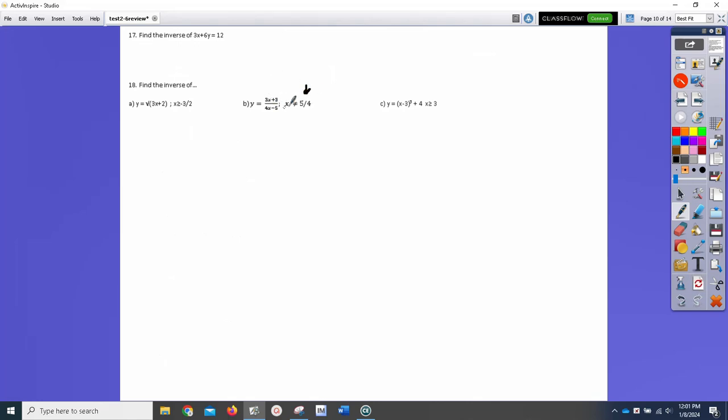Because remember, this is here. If you plug in a 4/5, you'd have a 0. That's why that's there. You can't divide by 0. That's why they put it there. We'll do our steps. Y becomes X. X becomes Y.